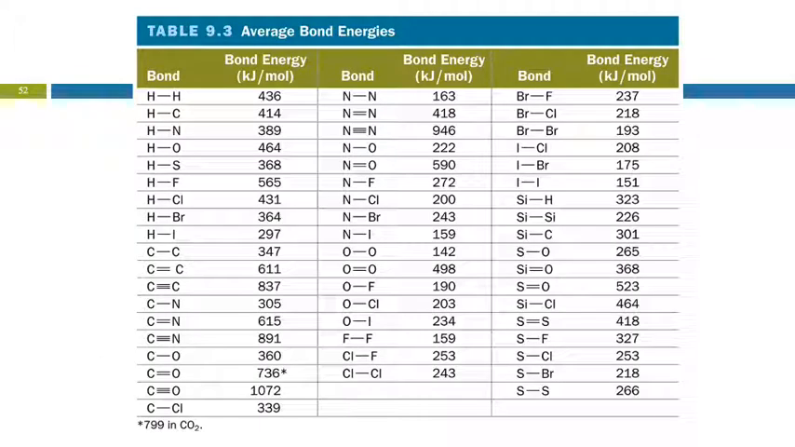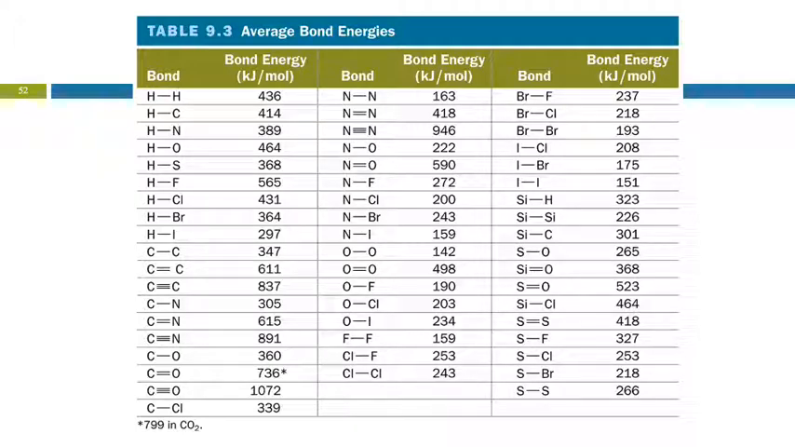So here's a table from your textbook showing a bunch of different bond energies. So when you need a bond energy, you just go look it up. So if I need a hydrogen-nitrogen single bond, there it is, 389. Notice here we've got nitrogen-nitrogen bonds, single, double, and triple. And the bond energy increases, 163, 418, and a triple bond is 946. It's a lot stronger.